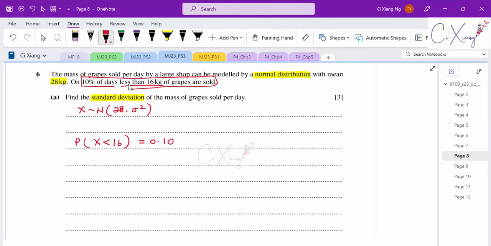Since I know that this question is normally distributed, I can change it to Z before calculating the probability. How do we change it to Z? We have to standardize it, where you take 16 minus the mean 28, divided by the standard deviation, and we know that it equals 0.10. To find the value of Z from the normal distribution table, I want to visualize it using a normal curve first. For this particular equation, Z smaller than this value equals 0.1. Basically, you should know that the value of Z should be on this side.